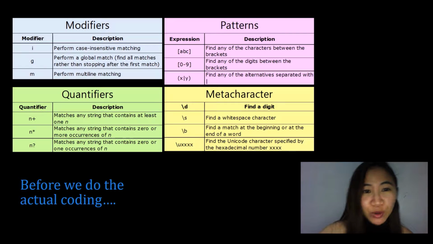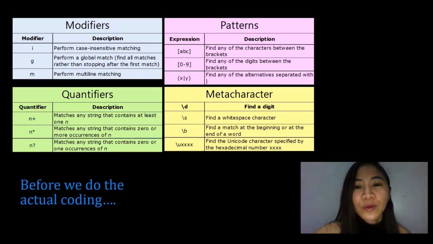Before diving into codes, let's discuss first the following items that make regular expressions more powerful. The first one is modifiers. Modifiers can be used to perform case-insensitive searches. For example, the modifier i performs case-insensitive matching, while the modifier g performs a global match. It means it finds all matches rather than stopping after the first match, while the modifier m performs multi-line matching.